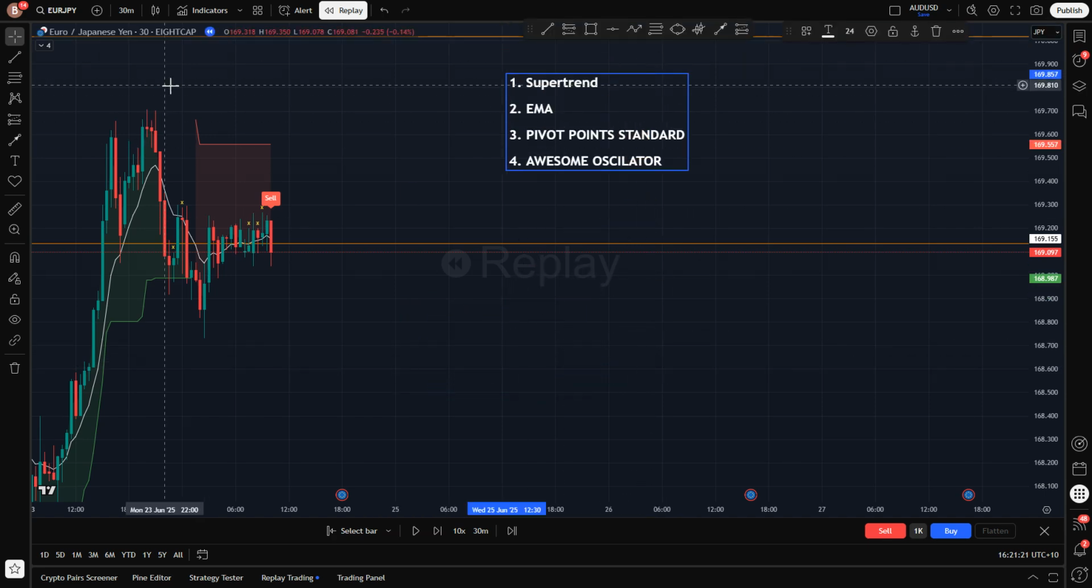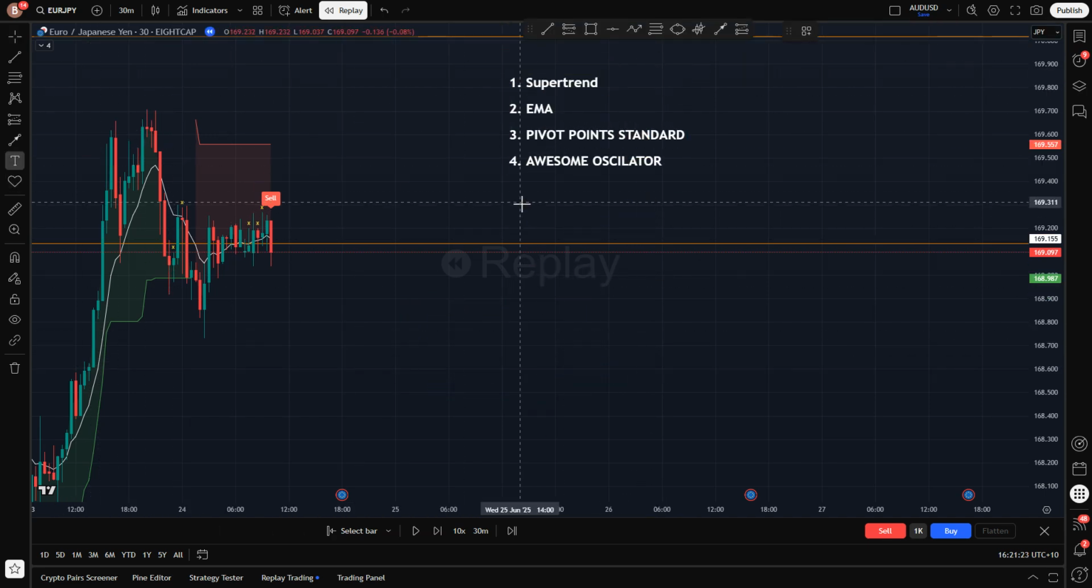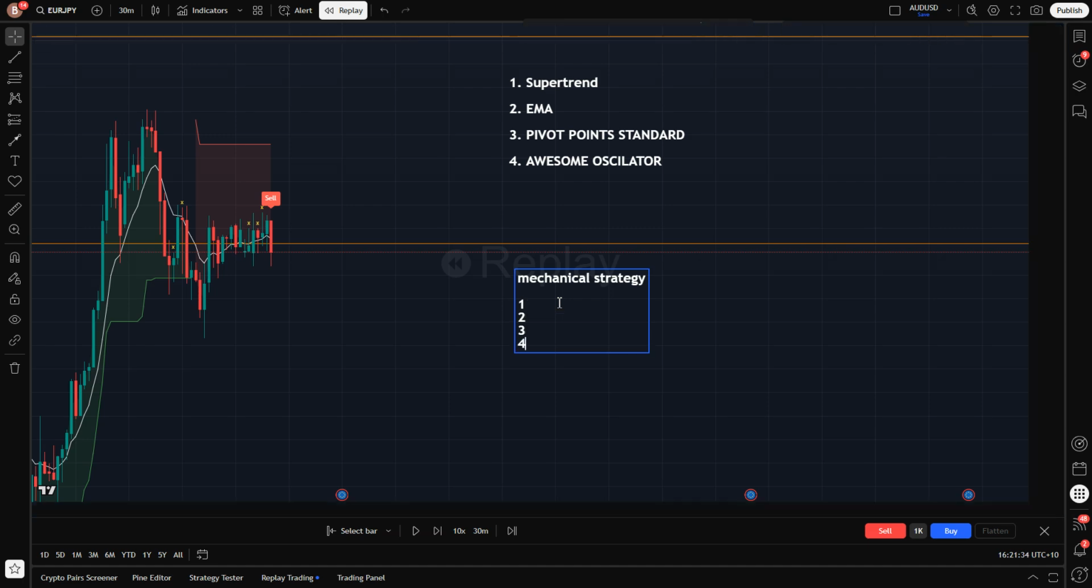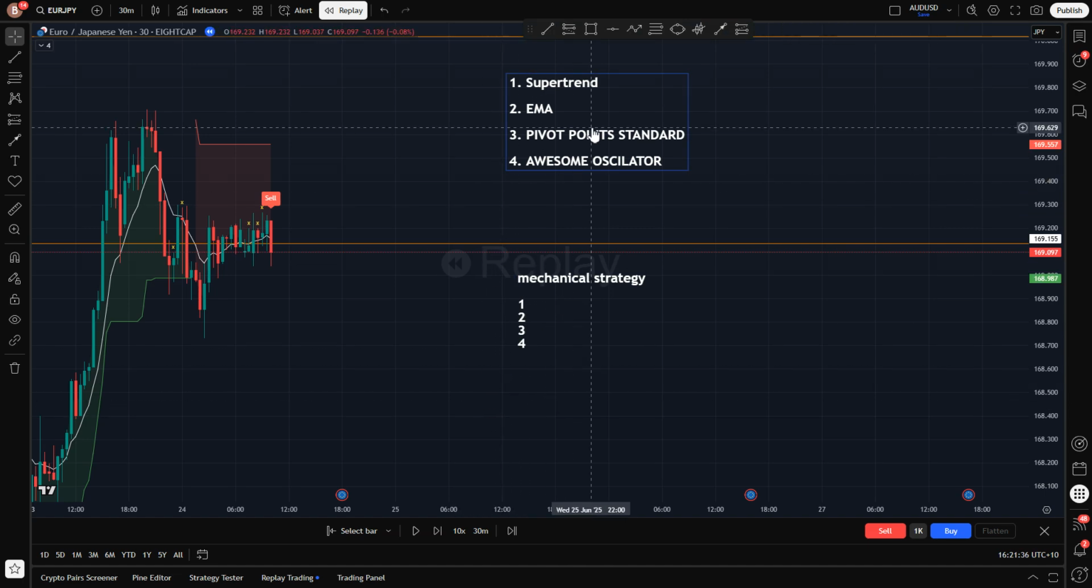Now, we are using these indicators. All of them are completely free because if you haven't figured out already, this is a mechanical strategy. This is a mechanical strategy, which means there are entry rules 1, 2, 3, 4, in this case, 4 of them, just like there are 4 indicators, and each rule is based on each indicator, right? Now, this means that when we backtest, we have consistency.